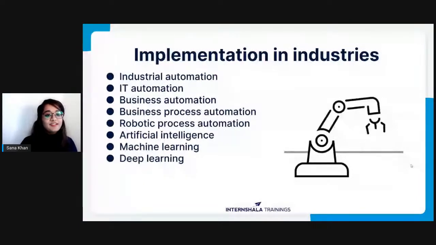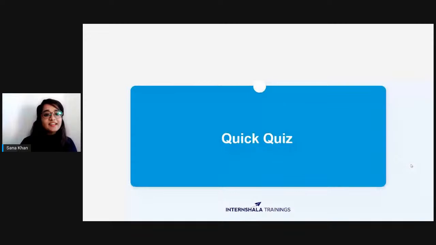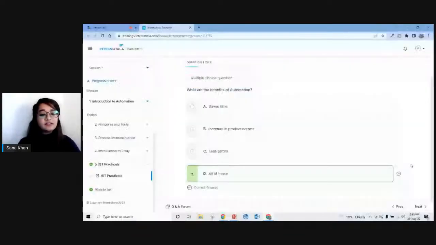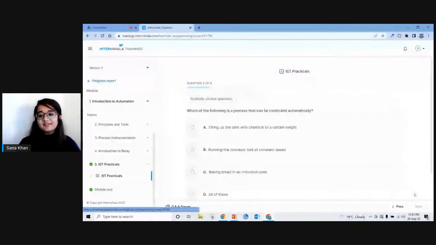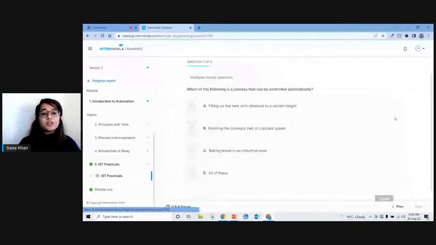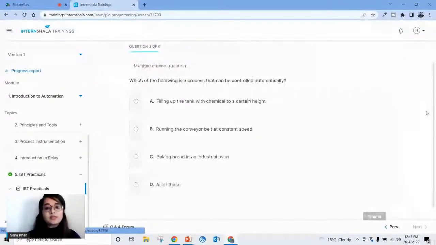That's quite interesting. Let's move on to a short quiz again here. You need to put in which of the following is a process that can be controlled automatically. A, filling up the tank with chemical to a certain height. B, running the conveyor belt at a constant speed. C, baking bread in an industrial oven. Or you think it's all of these? Put in the chat box the right answer for this.